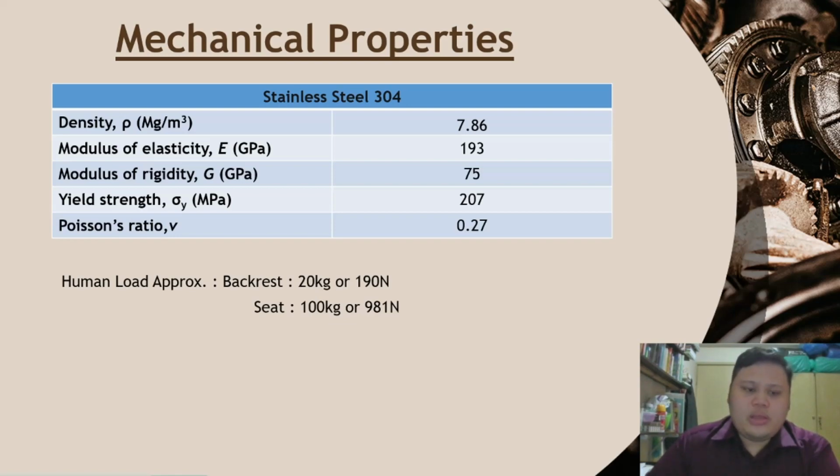When we do the dynamic simulation, we approximate the human load on the surface of the backrest and seat. For the backrest, we use 20 kg or 190 Newton. For the seat surface, 100 kg or 981 Newton.